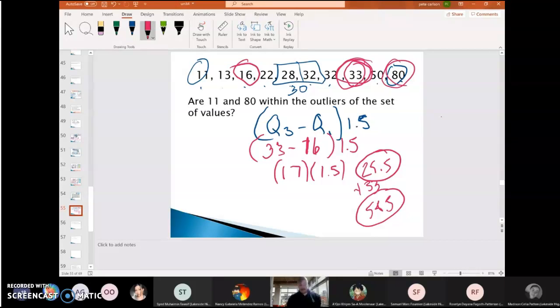Now, also, if I subtract these, I get 1.5 times the range, which is 25.5. If I take 25.5 and subtract it from 16, I get negative 9.5. So that means any number that's smaller than negative 9.5 would be an outlier. Well, 11 isn't smaller than negative 9.5, so it's not an outlier.